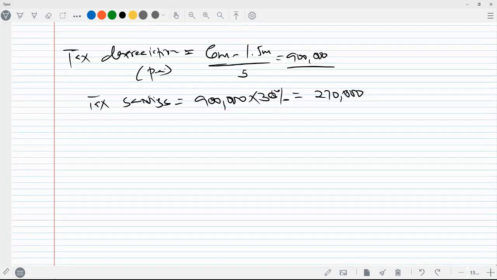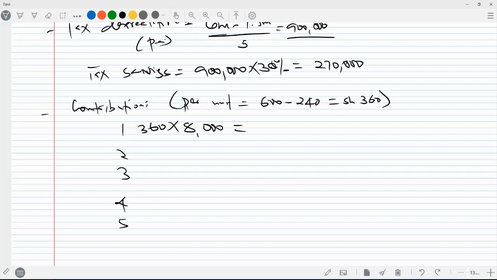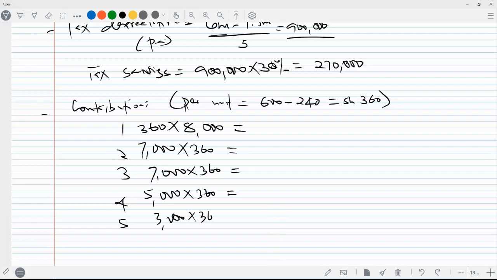Then next working can be on contribution, for year 1, year 2, year 3, year 4, and year 5. Contribution first per unit. The contribution per unit is selling price, 600, minus variable cost, 240, to get a contribution per unit equal to 360. Therefore, in year 1, the total contribution is contribution per unit multiplied by the number of units, 8,000. Year 2, 8,000 times 360. Year 3, 7,000 times 360. Year 4, 5,000 times 360. Year 5, 3,000 times 360.